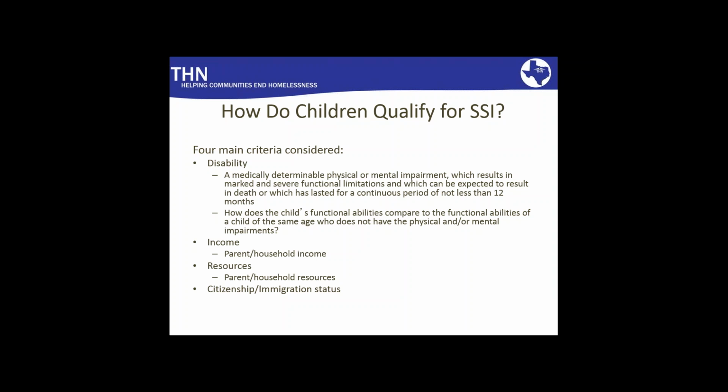The medically determinable physical or mental impairment, and then the functional piece compared to a child of the same age. Second, we're looking at income, so the parent and household income. Third is the resources, so parent and household resources. And also we're looking at citizenship or immigration status.